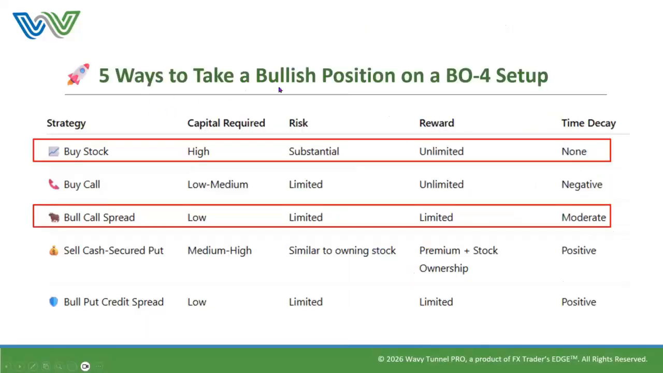There are 5 ways to take a bullish position on a Breakout 4 setup. What I have done so far over the last few weeks, and I'll show you the performance momentarily, is buy the stock or buy a bull call spread. That's how I have expressed these trades. And I'll show you the trades that we have taken so far.